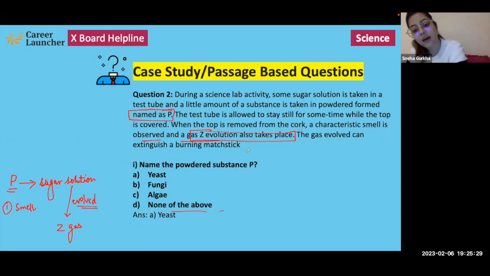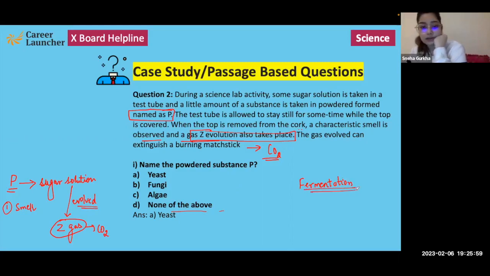We know that carbon dioxide is used or can be used to extinguish fire. So this gas evolved is carbon dioxide. This we can gauge from this information. And this looks like the process of fermentation, right?